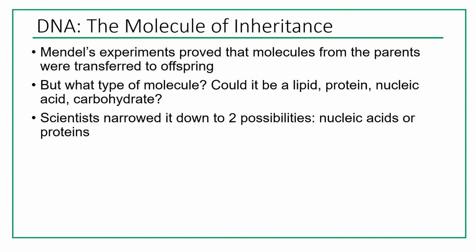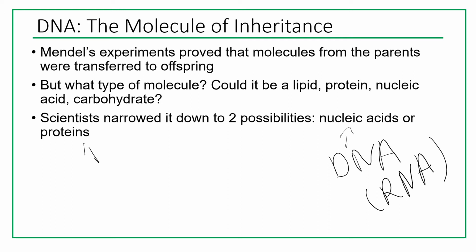So Mendel's experiment proved that molecules from the parents were transferred to offspring. But what type of molecule? Could it be a lipid, protein, nucleic acid, carbohydrate? Scientists narrowed it down to two possibilities, nucleic acids and proteins. And I just want to remind you that nucleic acids are DNA, right? And a smaller molecule is RNA.